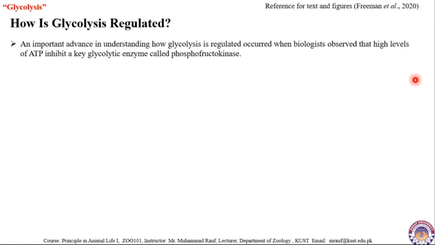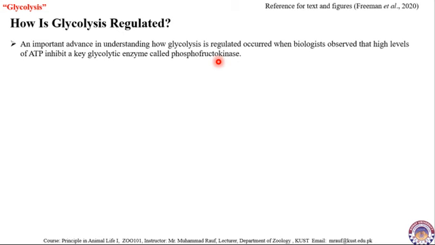Now what about the regulation of glycolysis? How is glycolysis regulated? So in these 2 or 3 slides we will study how glycolysis is regulated. An important advance in understanding how glycolysis is regulated occurred when biologists observed that high levels of ATP inhibit a key glycolytic enzyme called phosphofructokinase. Remember, this enzyme is used to catalyze the third step or the third reaction of glycolysis, and the basic purpose of glycolysis is to produce ATPs.